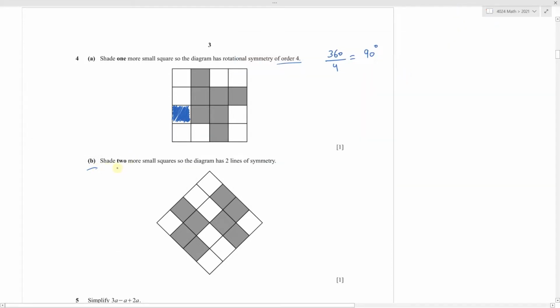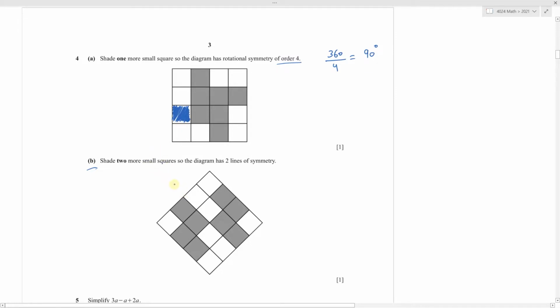Part B is shade two more small squares so the diagram has two lines of symmetry. So let's first ignore these inner squares. Let's look at the overall shape, which is a square. You have 4 boxes this length and 4 boxes this length. So this overall big shape is a square, and you know that a square has how many lines of symmetry? 4 lines of symmetry. So you will start with those 4 lines.